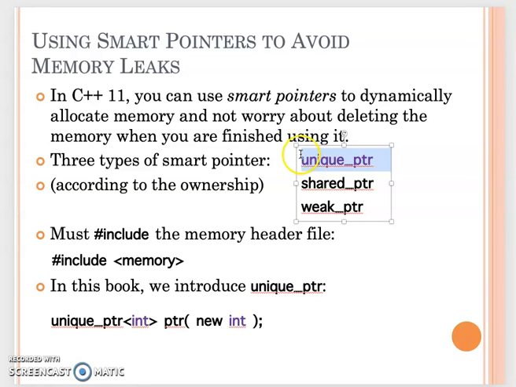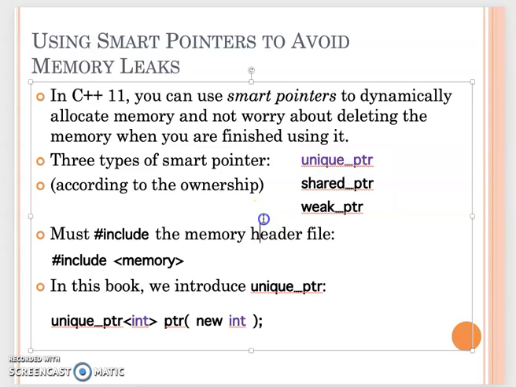This unique_ptr only allocates one dynamic memory allocation, and we use that to do any assignment or process. When you try to use the Smart Pointer, you need to include the memory header file. Using the angle brackets means it is a default library from C++.